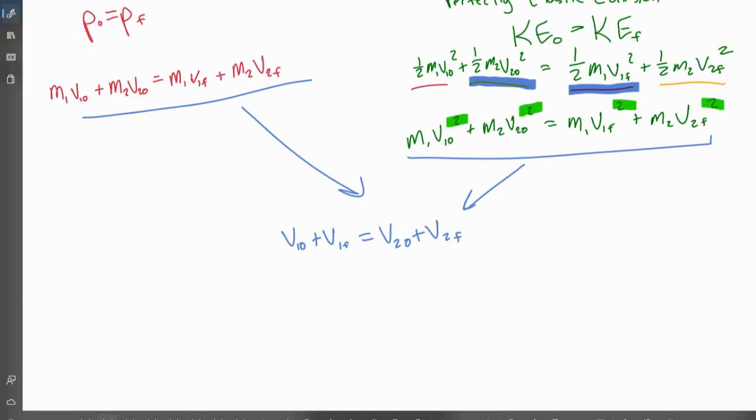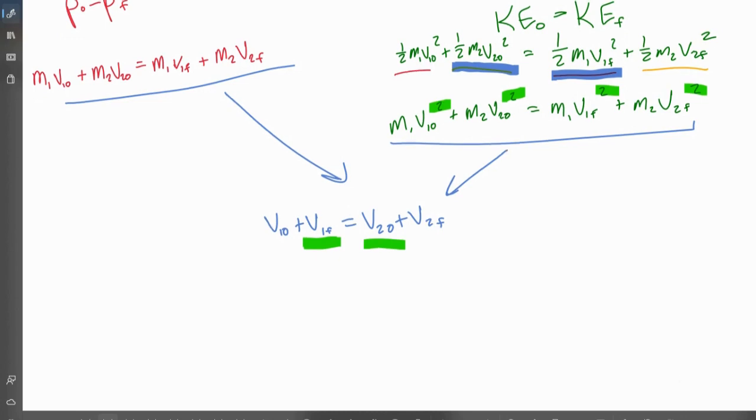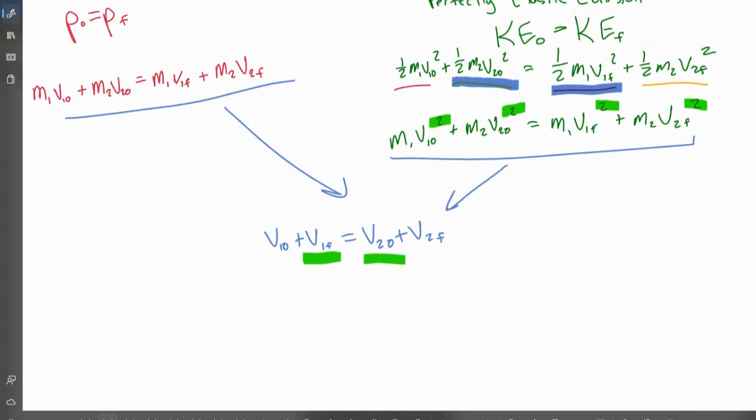Now remember, this one's going to be negative. This one's going to be negative. v1 final and v2 initial are going to be negatives, but we get that relationship out of this. So if I ever ask you the question, check if this is a perfectly elastic collision, this is a great place for you to start. Or this is a great equation for you to use. Let me rephrase that. You'll start somewhere else, but that's a great equation for you to use.